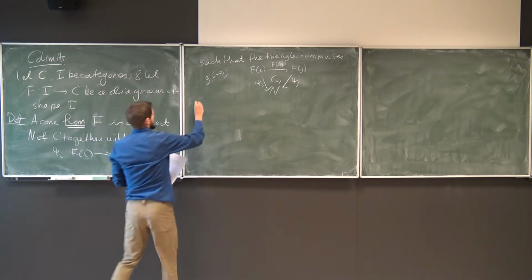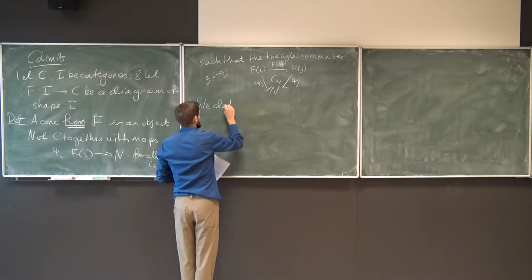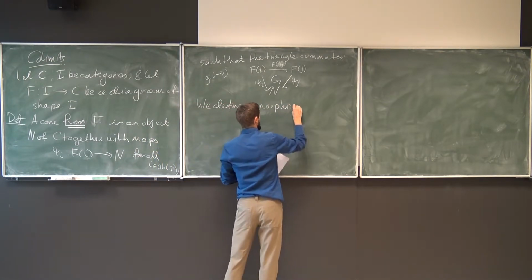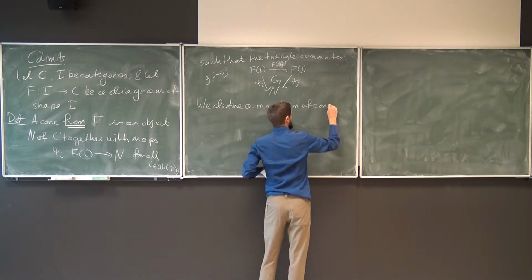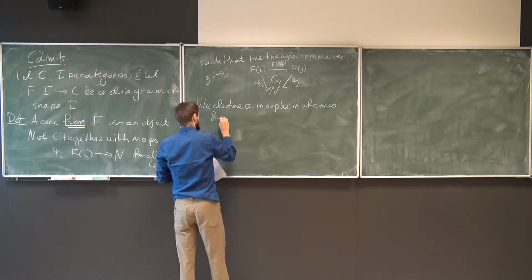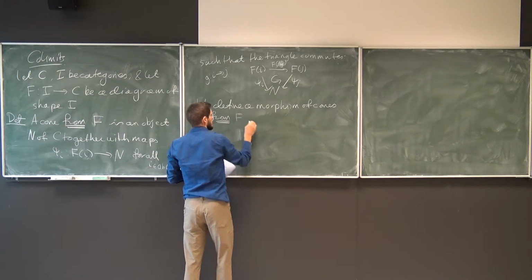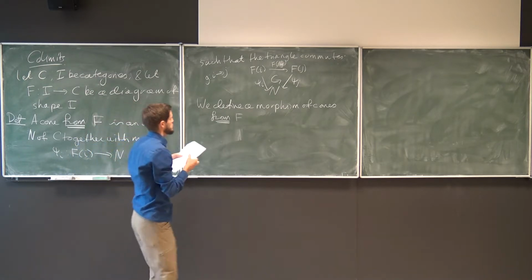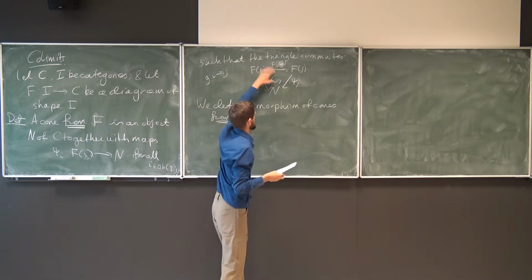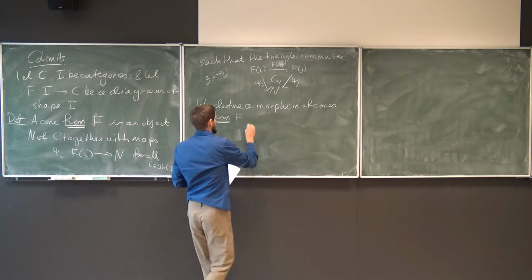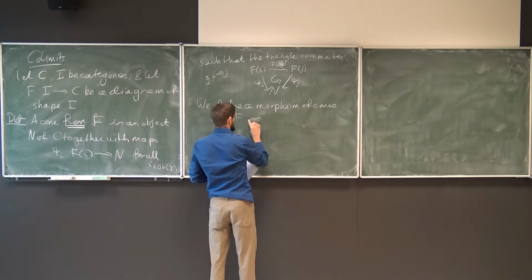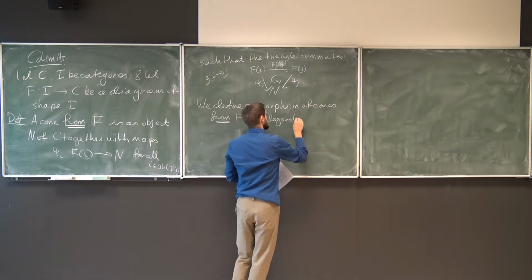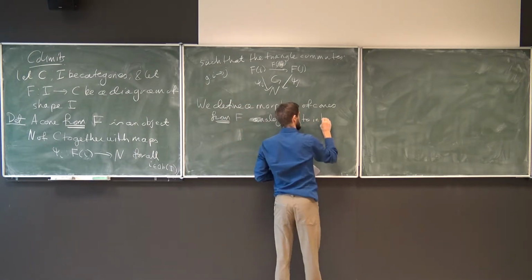Okay, we define a morphism of cones from F. I will not write out the definition again. It's basically the same as before. So it's a morphism from, say, N to M, such that all the triangles commute, analogously to the limit case.